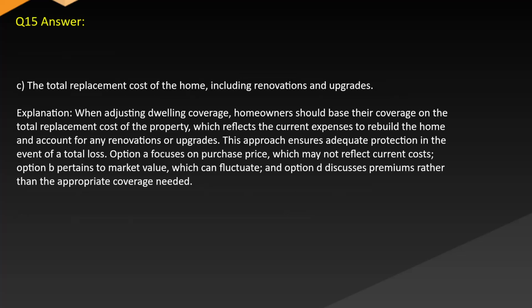Answer: C. The total replacement cost of the home, including renovations and upgrades. Explanation: When adjusting dwelling coverage, homeowners should base their coverage on the total replacement cost of the property, which reflects the current expenses to rebuild the home and account for any renovations or upgrades. This approach ensures adequate protection in the event of a total loss. Option A focuses on purchase price, which may not reflect current costs. Option B pertains to market value, which can fluctuate, and option D discusses premiums rather than the appropriate coverage needed.